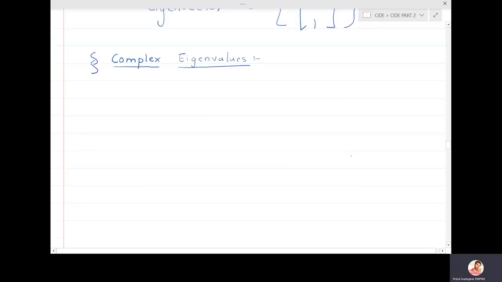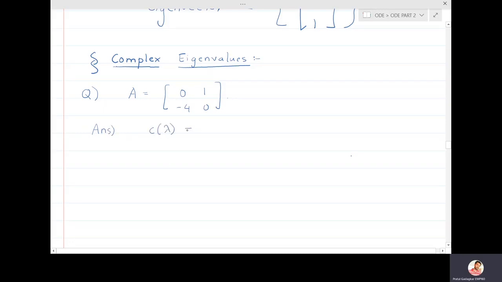Okay, so now we will study matrices which have complex eigenvalues. Let us take one example. Let A be equal to 0, 1, minus 4, 0. I'm going to calculate the characteristic polynomial, so I'm going to find the eigenvalues and eigenvectors.